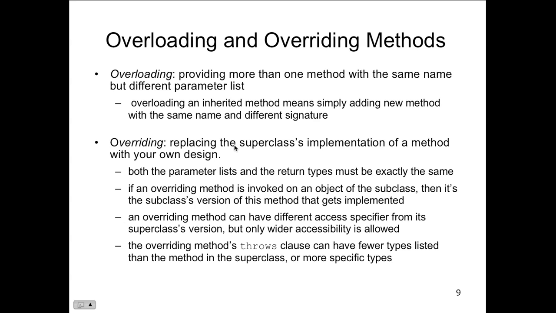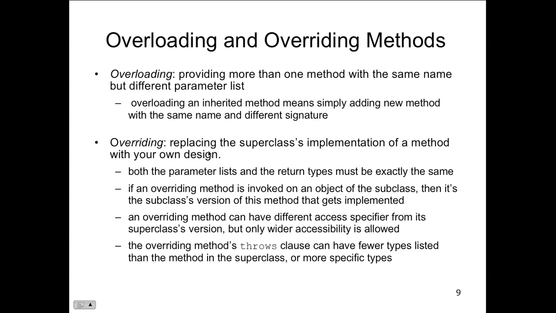Because we're doing the same thing, but we're sending it different parameters, different types, possibly. So overriding replaces. We no longer get access to it anymore. We replace the super's implementation of the method with our own design. I always use the concept of area. The area of a circle is different from the area of a square. It's different in terms of the shape concept. So you can override the area.